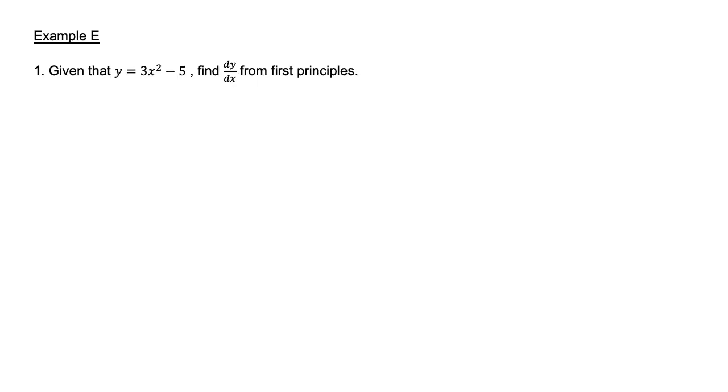Here we go. We're going to work out the dy by dx from first principles of 3x squared minus 5. So immediately I'm just going to work it out in my head quickly. What should I get if I was going to do it quickly? And I know I'm going to get dy by dx is 6x. So I've got it in my head what I'm aiming for.